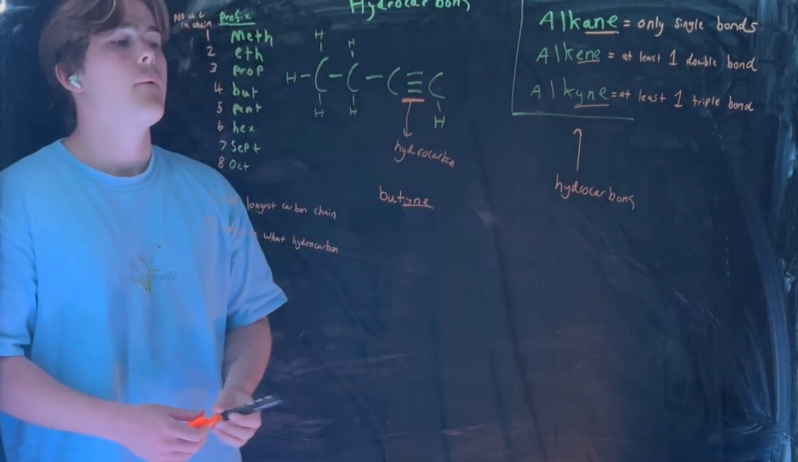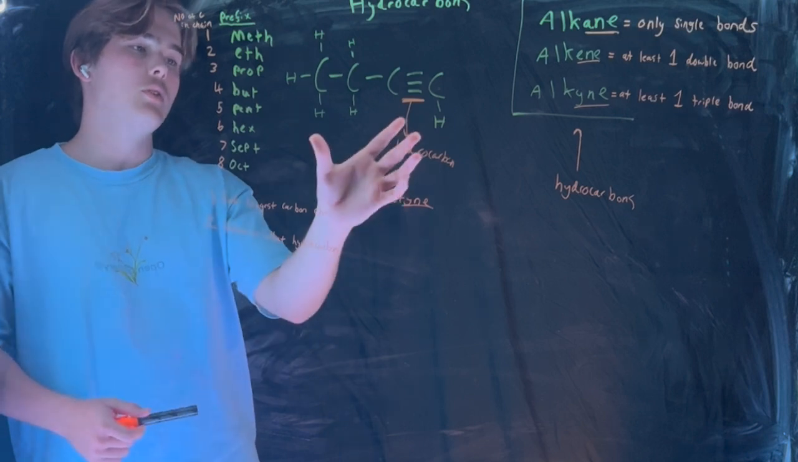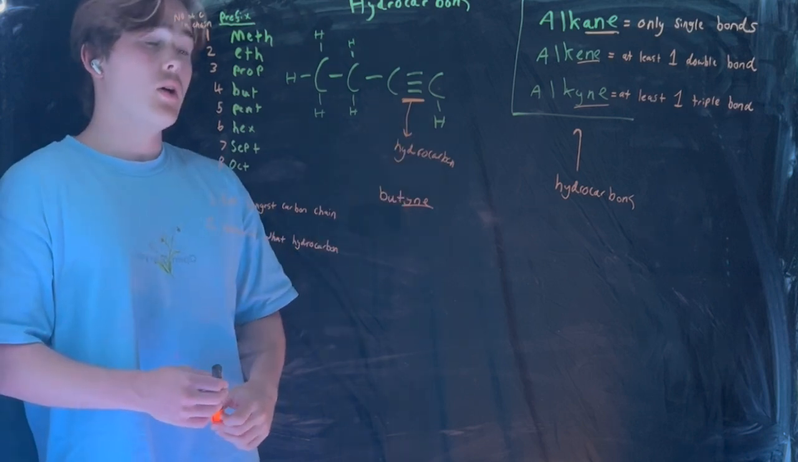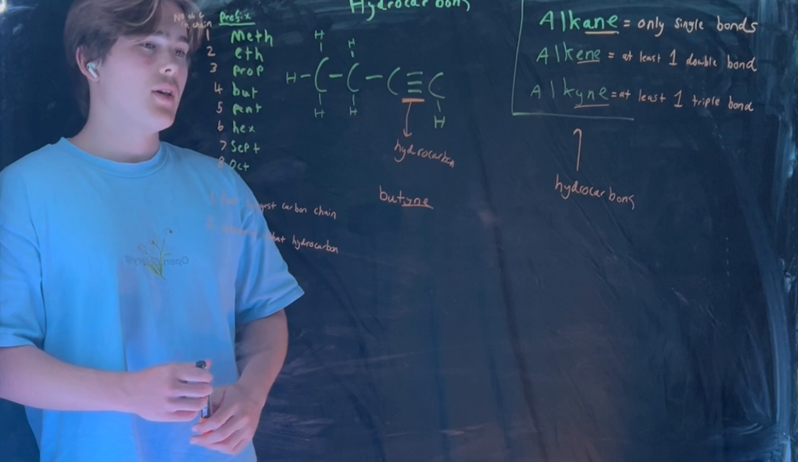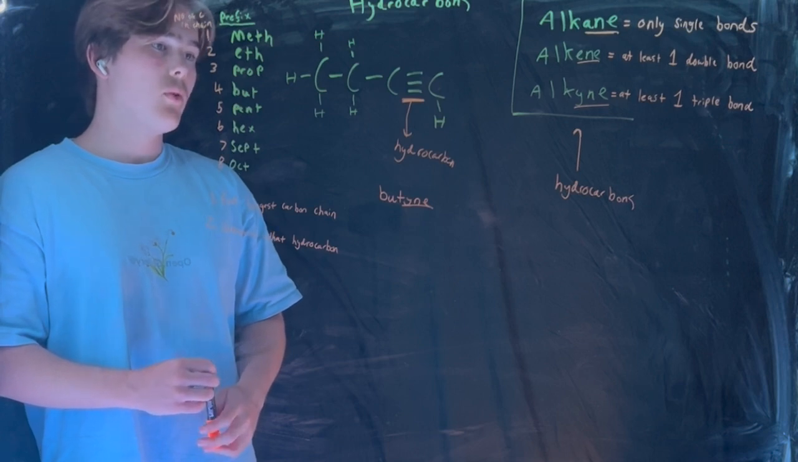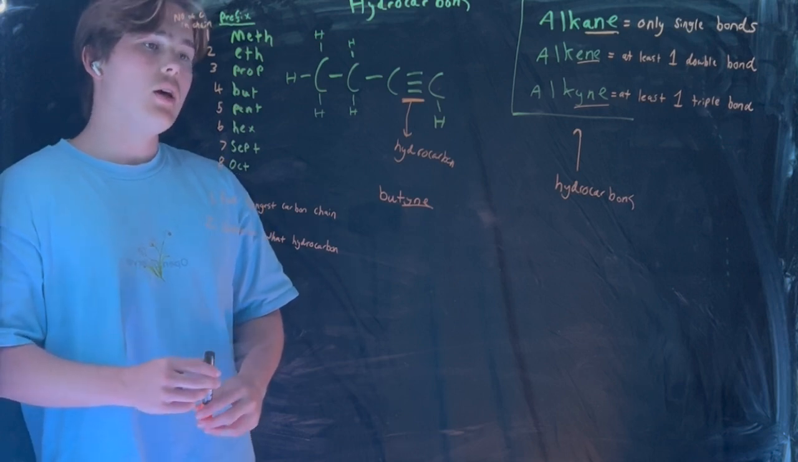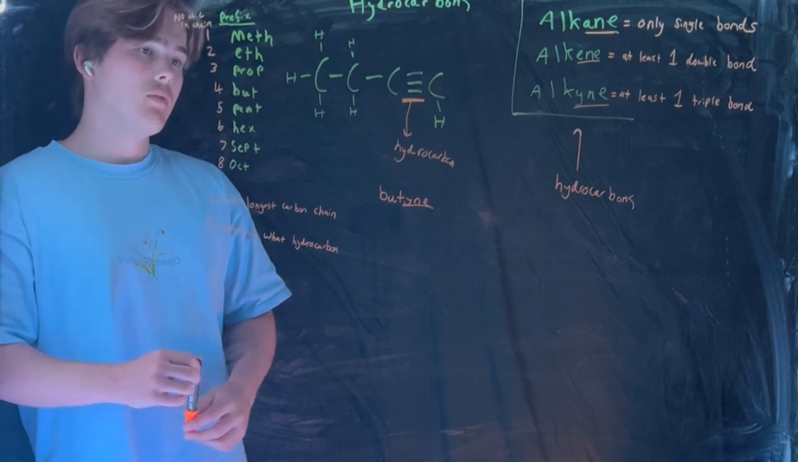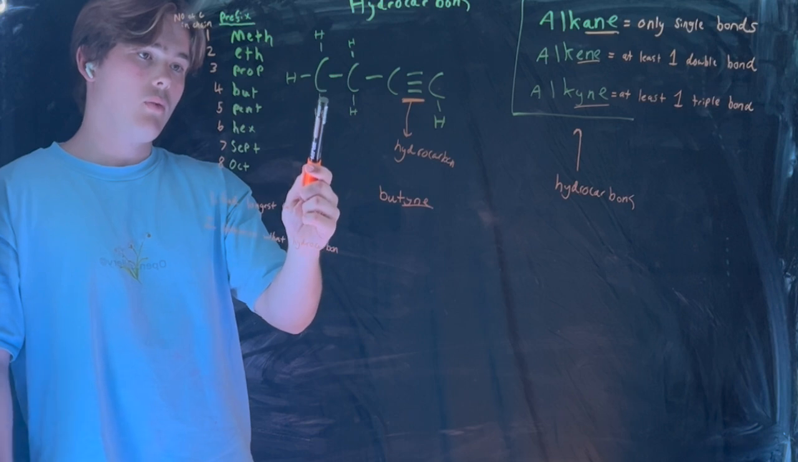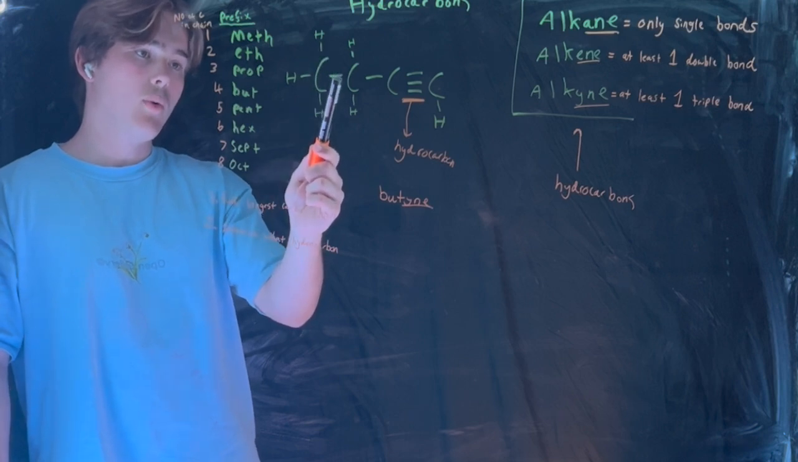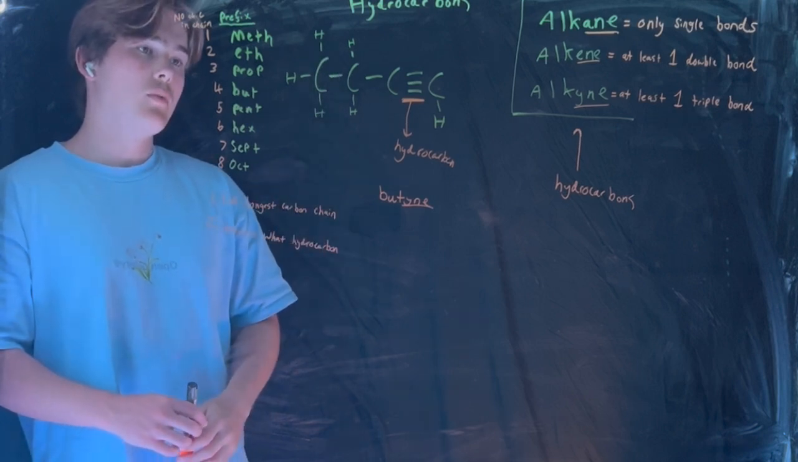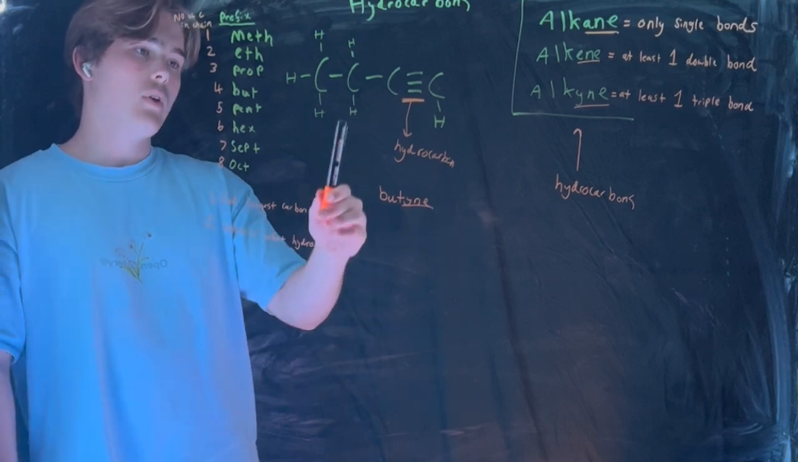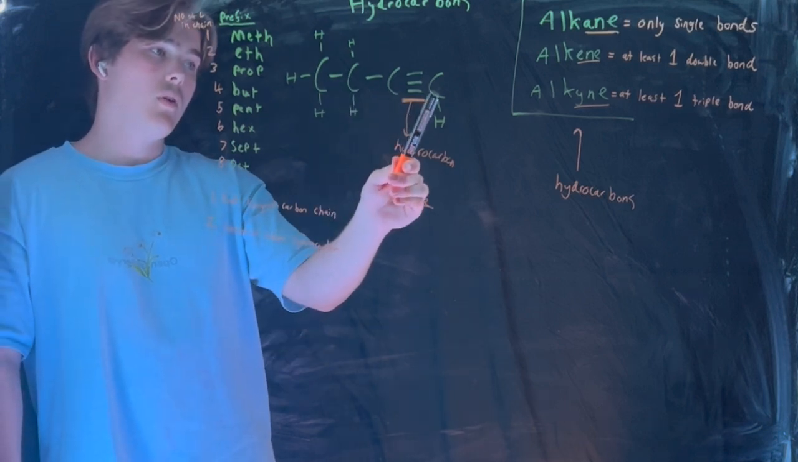Alright, that is the name of this molecule here. One more thing that I would like you to notice about this molecule is we have 4 carbons, okay? And each one of those carbons has 4 bonds attached to it. So if we look at this carbon here, we've got 1, 2, 3, 4 bonds associated with that one carbon, okay? And notice that each carbon has 4 bonds.